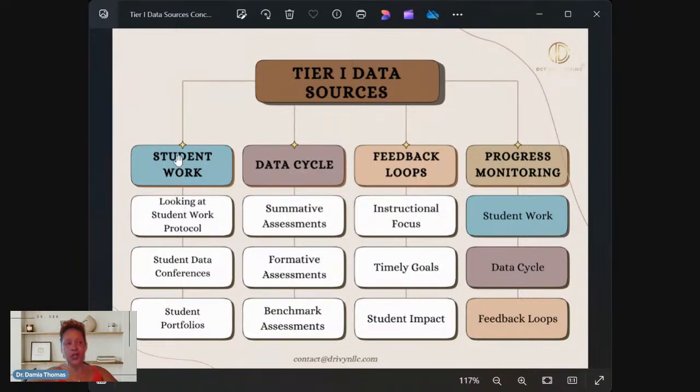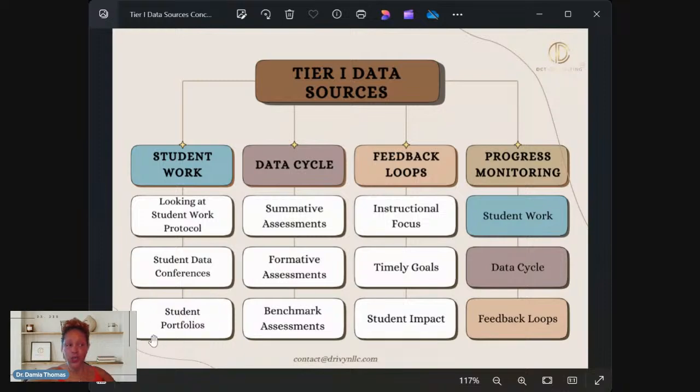Another piece of tier one data for student work is the student data conferences. Do you have student data conferences at your school? How often do you have them? Are there goals being set? Are your students engaged in goal setting? And I've seen this happen with kindergartners. It is absolutely possible. And when done, it has such an amazing impact on students in terms of their mindset and how they begin to believe what they can do in school.